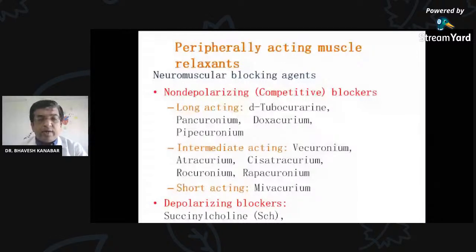Those who have joined right now, I am keeping this slide in front of you. Names of neuromuscular blocking agents, try to remember these names. Two types: non-depolarizing and depolarizing. In non-depolarizing, long-acting, intermediate-acting, short-acting. First, remember short-acting, only one, mivacurium. Then long-acting, DTC, pancuronium, pipecuronium, and doxacurium. In intermediate, vecuronium, atracurium, cisatracurium, rocuronium, and rapacuronium. And in depolarizing blocker, succinylcholine.